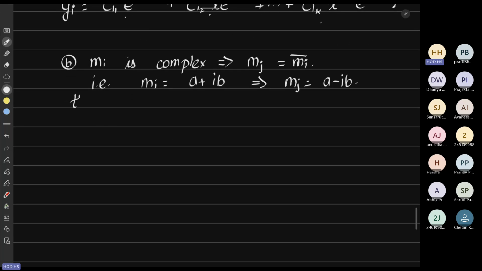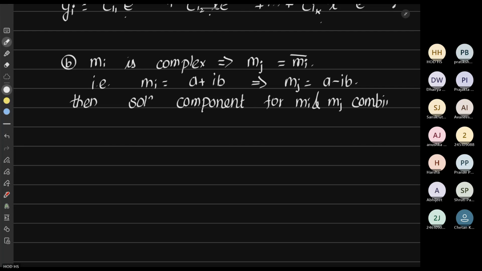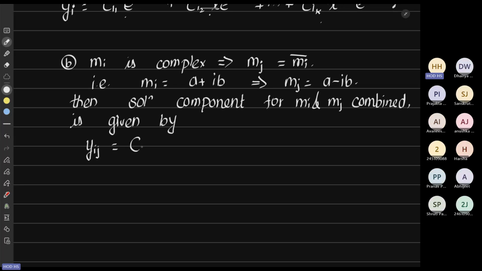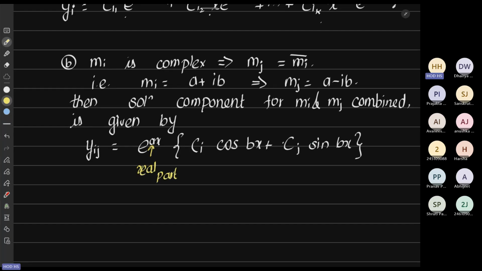Then the solution component for mi and mj combined is given by yij equal to e to the power ax times ci cos bx plus cj sin bx, where notice that a is the real part of that complex number, and b is the imaginary part of my complex number. In this way I'll be getting my solution component.